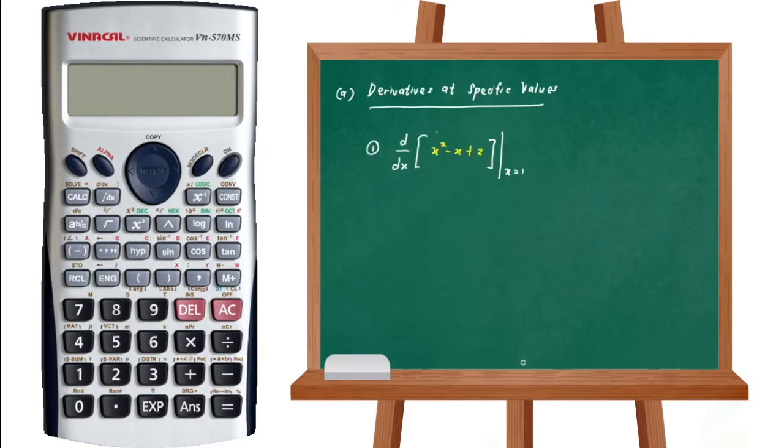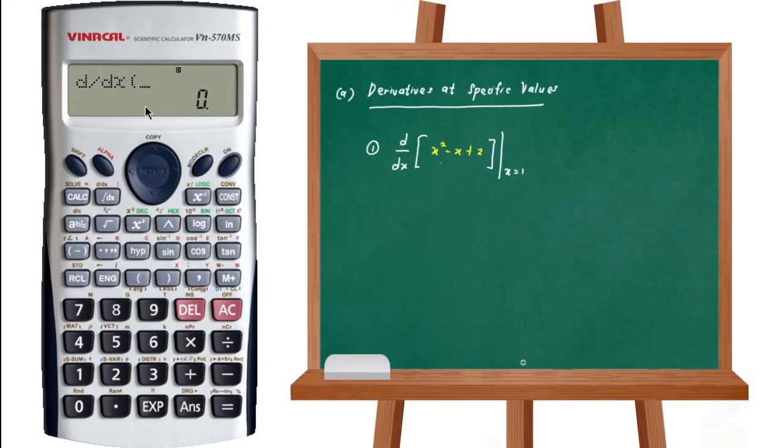Consider this question. In this question, we are required to find the derivative of this function x squared minus x plus 2 when x equals 1. To solve this question using the 570 calculator, we need to use this d by dx function. So to activate this, we need to press this button, shift, and then followed by this one. Then this derivative symbol will appear on the screen.